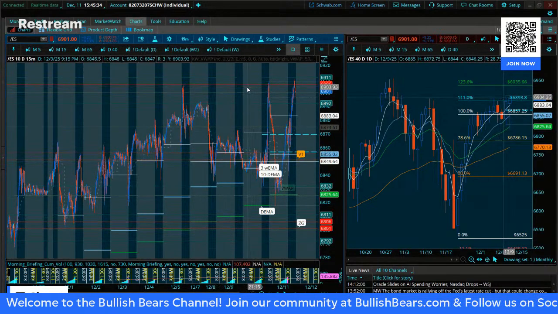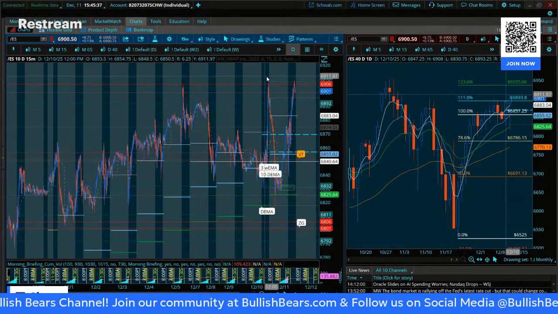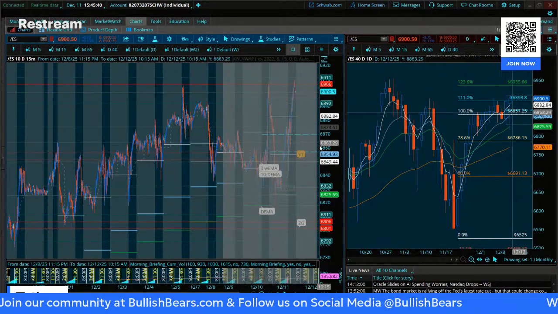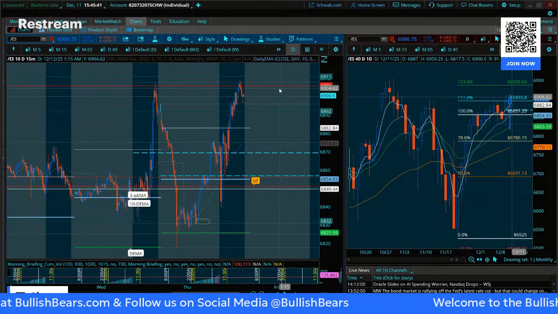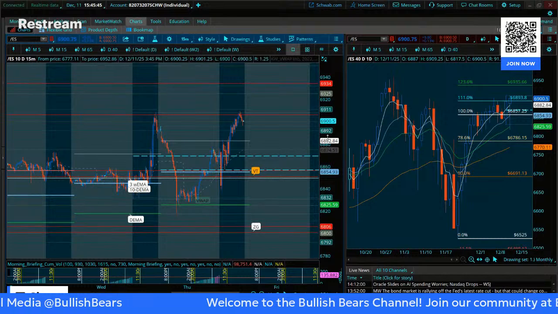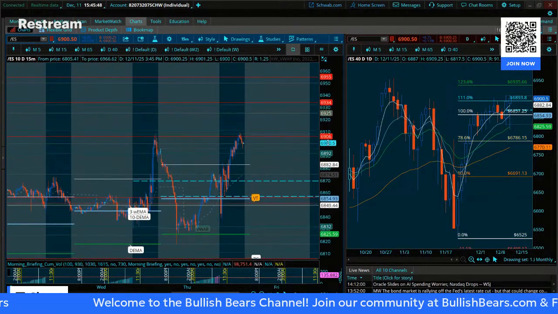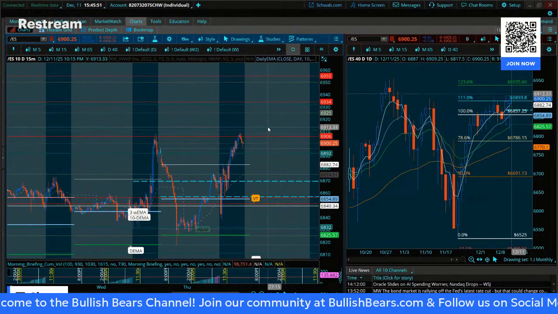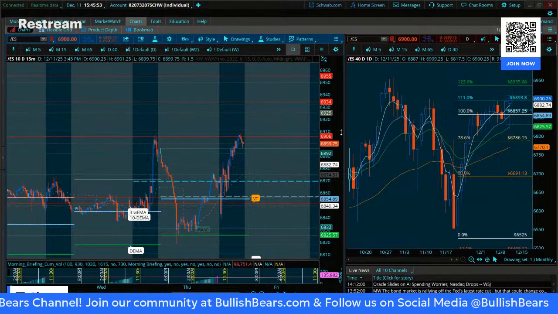That spot gamma level has been just a dog this week. 6906. That short's working out pretty good.